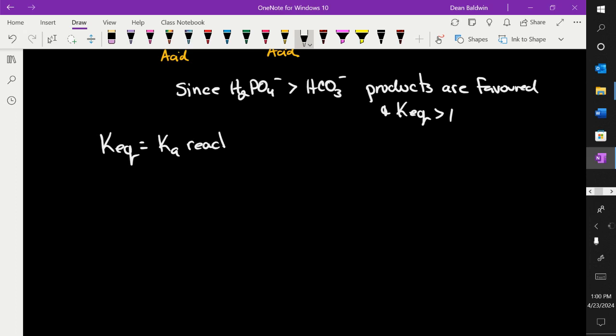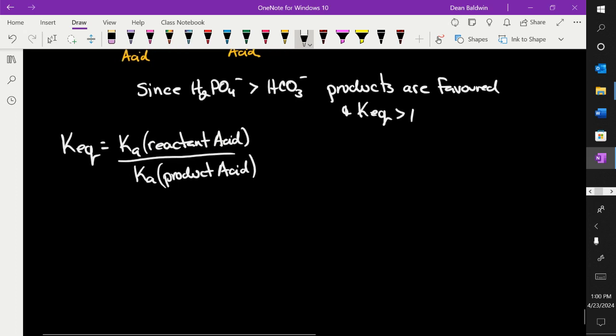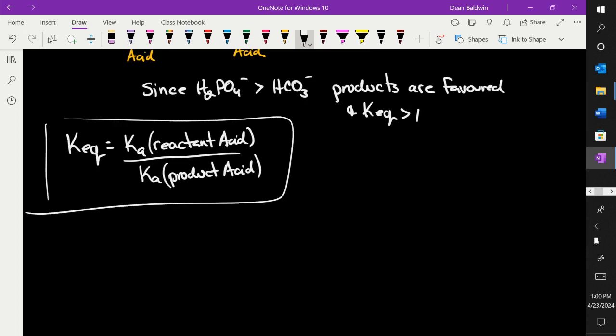I won't ask you to reproduce this, but of the reactant acid divided by the Ka of the product acid. I know it seems backwards. Okay, if you come look at the proof, it'll make sense. I'm not asking you to use this. I'm not asking you to memorize this. I'm just showing you there's a mathematical theory behind this. Okay, so this is the formula.